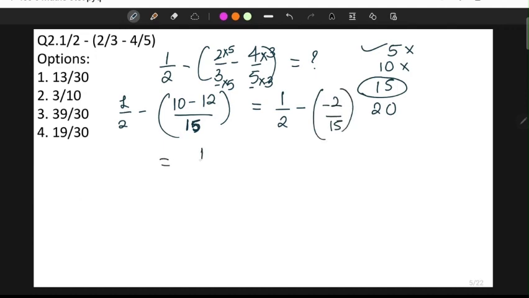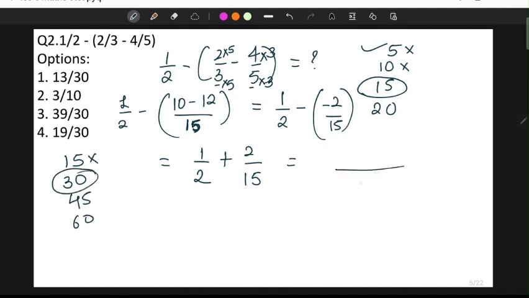So what will be the further calculation? 1/2 minus 2/15. This gives minus plus 2/15. Again, we have to take the LCM over here. So start reading the table of 15, the larger number. Here 15 does not come in the table of 2, but 30 comes in the table of 2. So I'll write 30 as the LCM. By multiplying 2 by 15, I am getting 30.